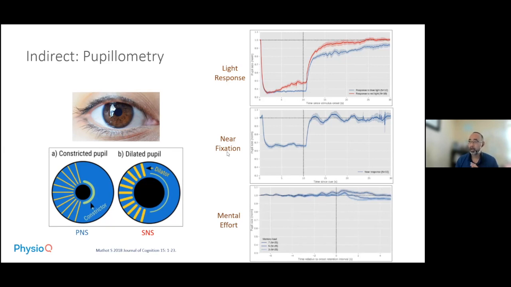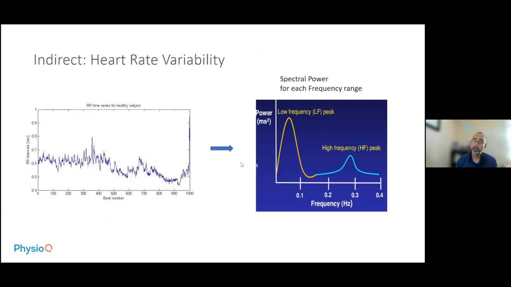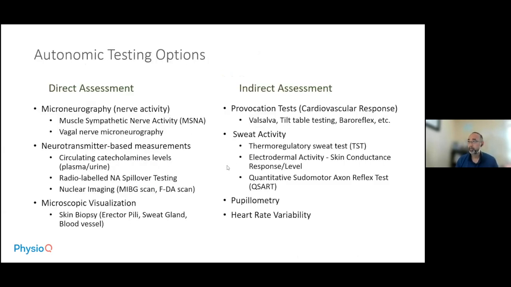So if you are able to control a lot of these factors like light or near fixation, and you're able to do multiple trials with a significant memory load or mental effort, then maybe pupil size is something that you'd evaluate, but it's highly inconvenient and very difficult to do. And the final one is heart rate variability.